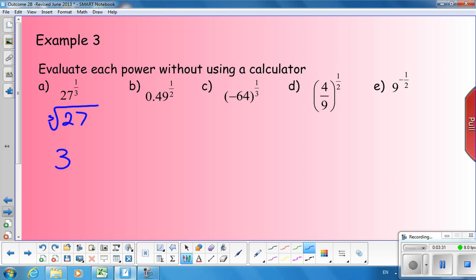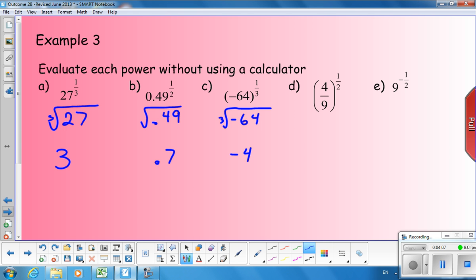In part B, we have 0.49 to the power of 1/2. So this means that I want the square root of decimal 49. The square root of decimal 49 will be decimal 7. Part C, my base is -64. I have an exponent of 1/3, so I want the cube root of -64. The cube root of -64 will be -4. Again, we can use our factor trees to get to that point.